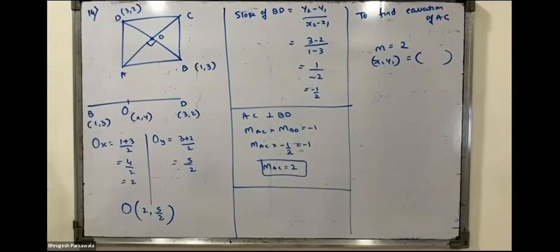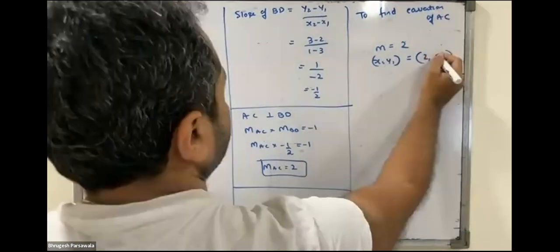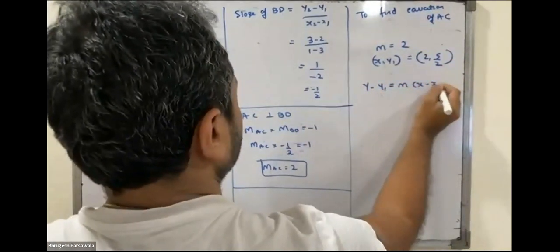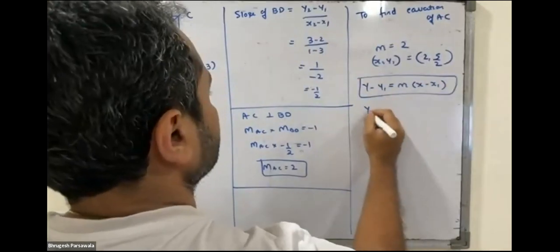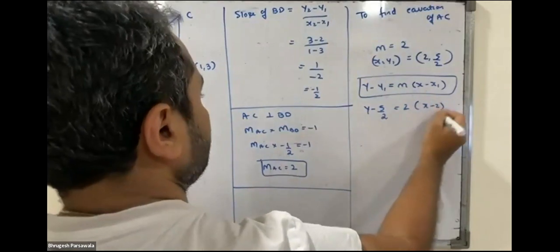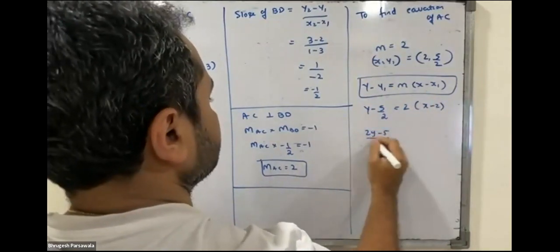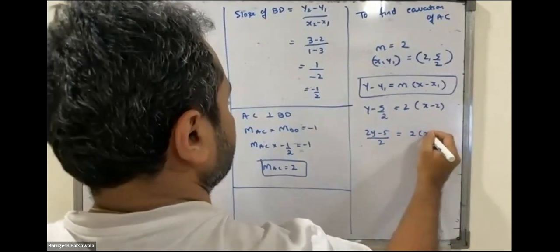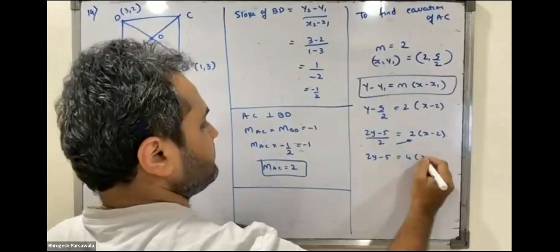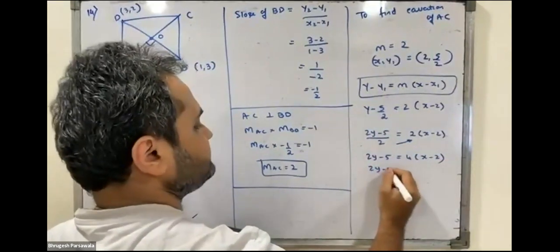But for AC, what is my x1 y1? My AC is passing through which point? Point O, can I say? 2, 5/2. So my equation of line is y minus y1 equals m into x minus x1. टू से मल्टीप्लाई करो बेटा. Open the bracket.